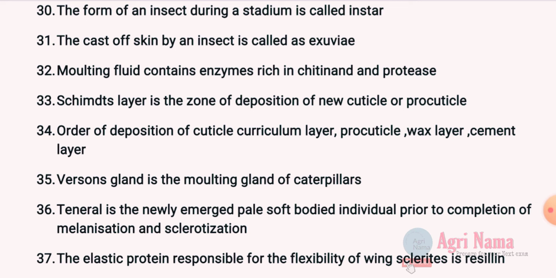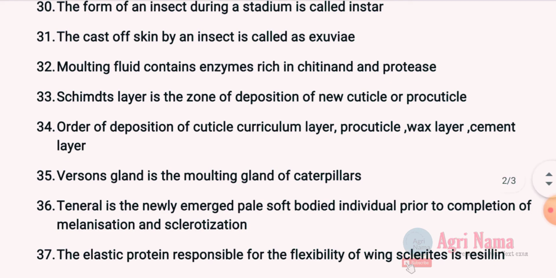34. Order of deposition of the cuticle is cuticuline layer, procuticle, wax layer, cement layer. Here it might be incorrect: it should not be curriculum layer, it should be cuticuline layer. 35. Verson's gland is the molting gland of caterpillars. It means Verson's gland produces molting fluid in the caterpillar.